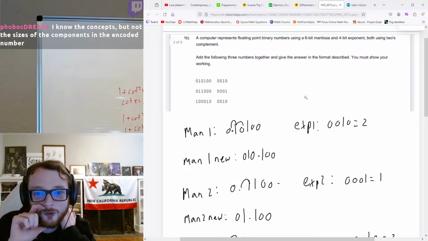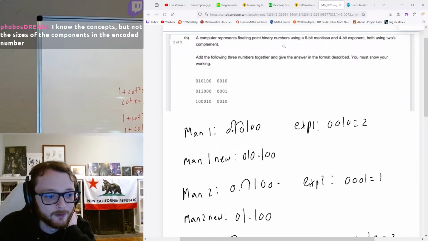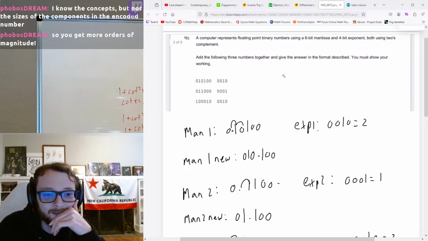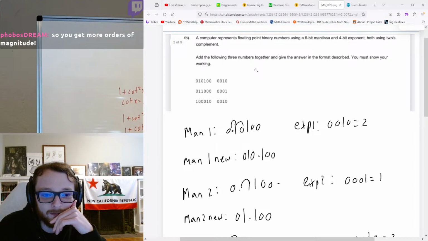Both using 2's complement. Wait, what does using 2's complement mean? I mean, I guess you do get more order of magnitude, but it just seems like some weird numbers. I feel like I could maybe work it out, but I'm worried I'm going to do the wrong thing because I don't know what using 2's complement means.